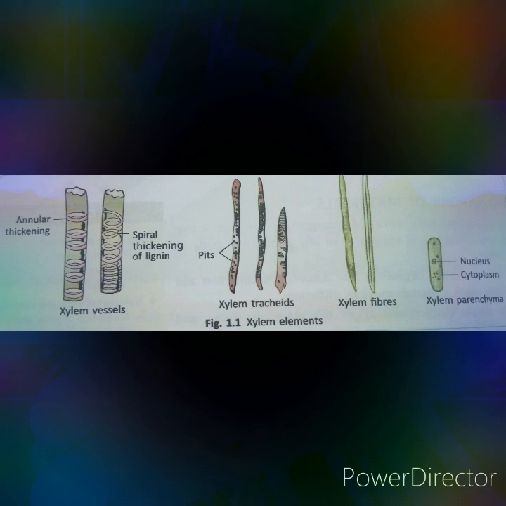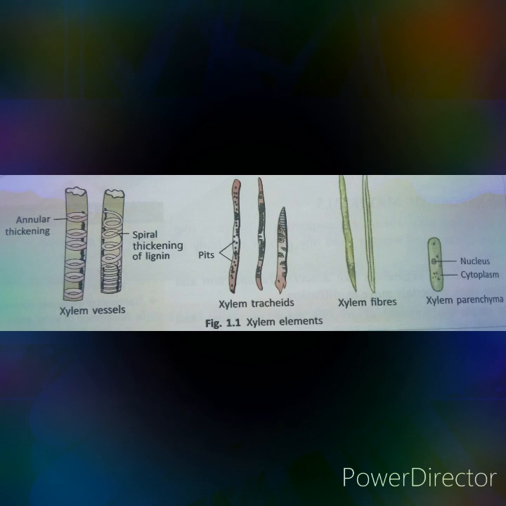Xylem fibers are thick-walled cells and provide mechanical support. During the rain or heavy storm, they protect the plant to stand on its own place. That is why xylem fibers give the mechanical support.